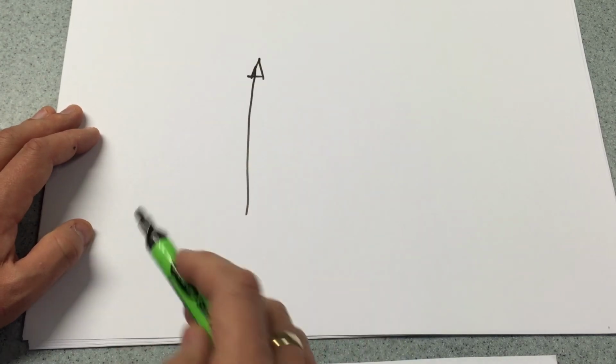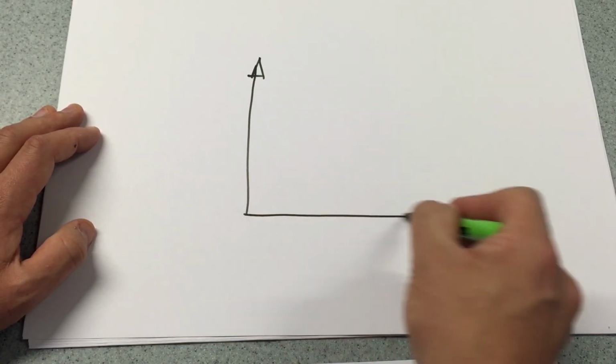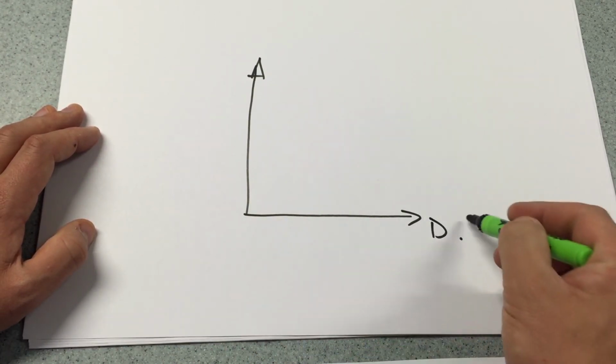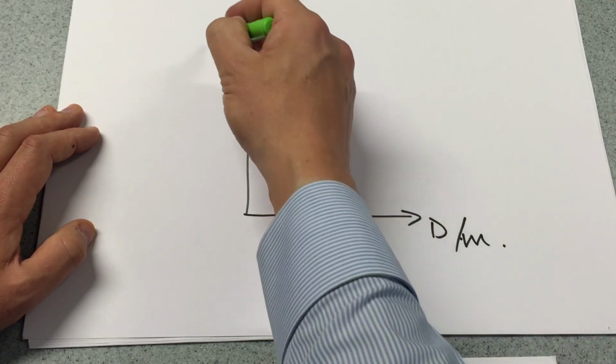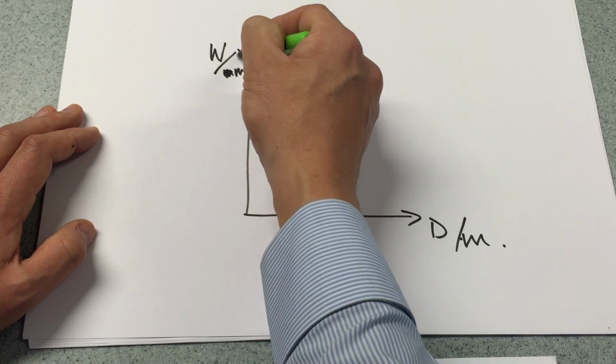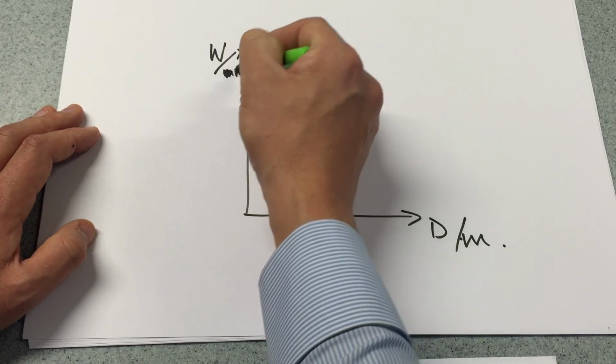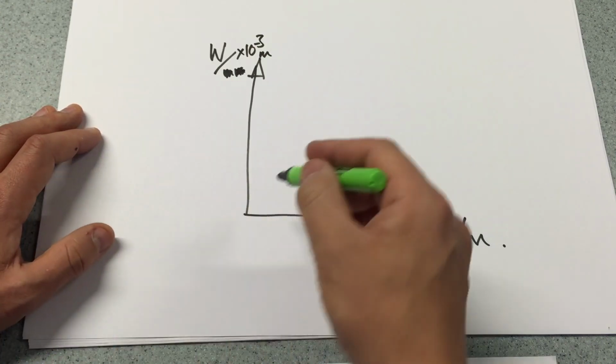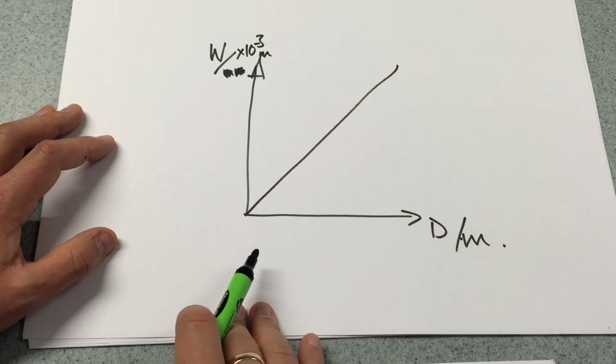Remember, the independent variable, what you changed, was the distance, which is in meters, and what you measured was the separation in millimeters, or indeed times 10 to the minus 3 meters. And then when you plot it, you should get a nice straight line.